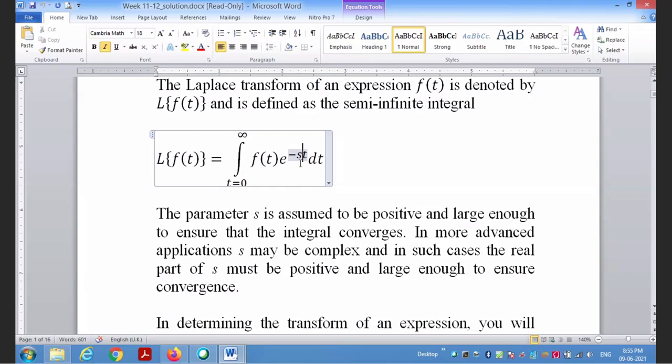Because when s is positive and large, e to the minus st you can rewrite as 1 over e to the power of st. And 1 divided by a very huge number will approach 0. You relate these two limits. So you have got to understand this concept. Why is this positive? Why is it large? In order for you to understand this.